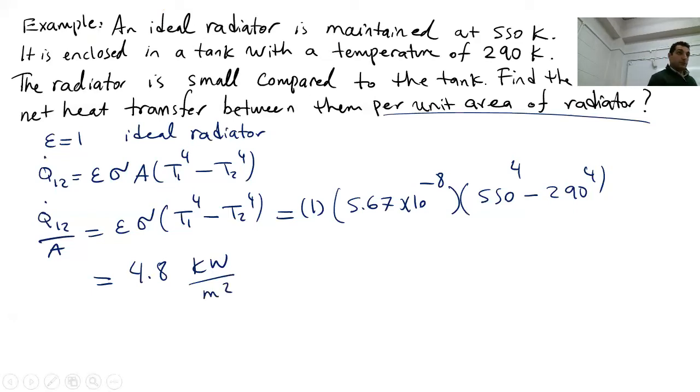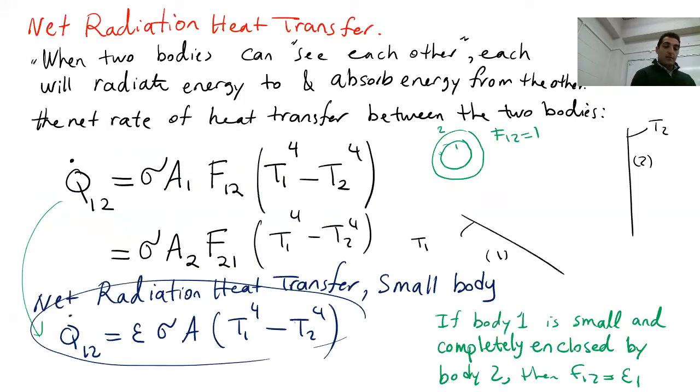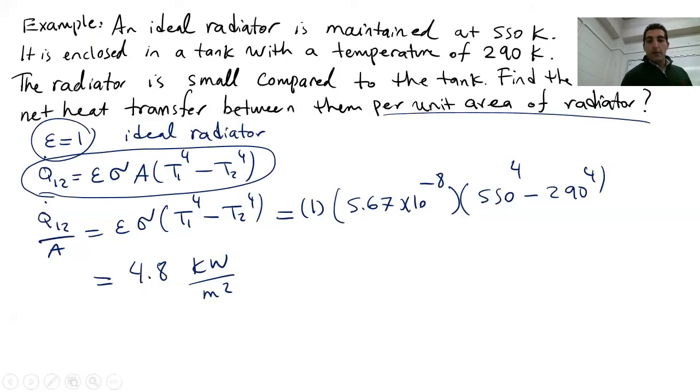So the fact that it says it's an ideal radiator, that's why we got epsilon equal to 1. But then it says it's small, so when it says it's small, we can use this relation. Which would have been the same as using the other one, right? Since it's going to be 1. But the other one had a view factor, which in this equation we don't. But it's still, if you look at it here, it says the radiator is small.